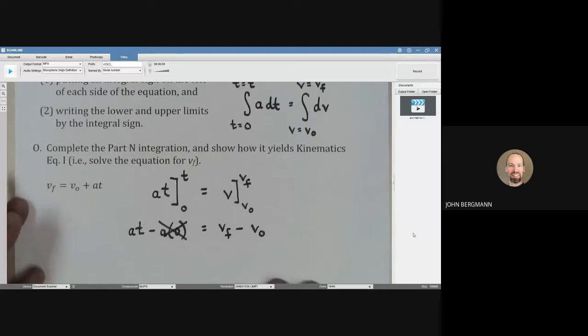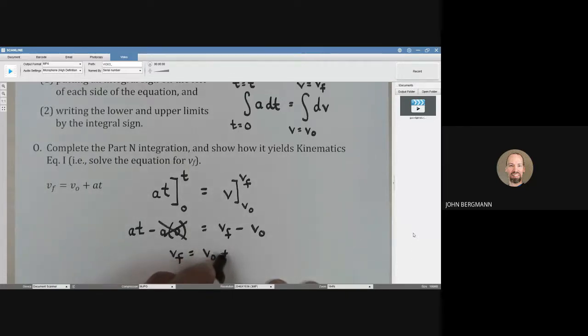Can you see that if we rearrange that, it does in fact give us the exact same thing as kinematics equation number one. So there was a little bit of weird stuff. For those of you who aren't yet familiar with calculus, just bear with us. We'll show you more examples as we go on. But that's one way that calculus relates to physics.